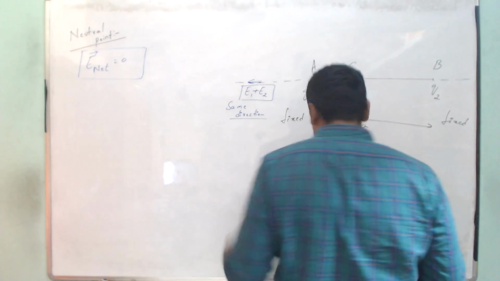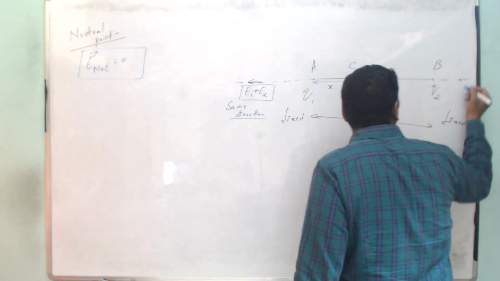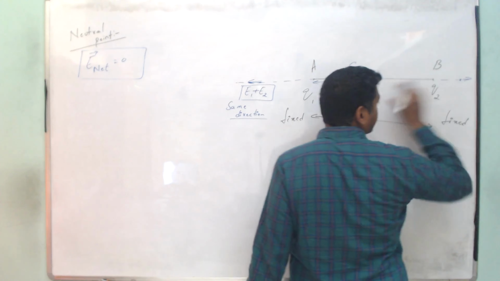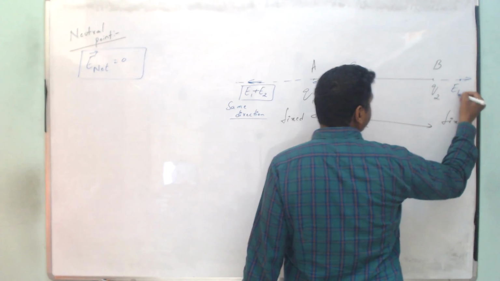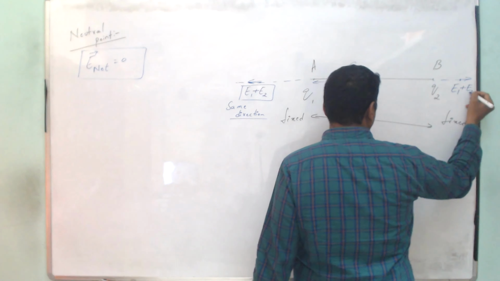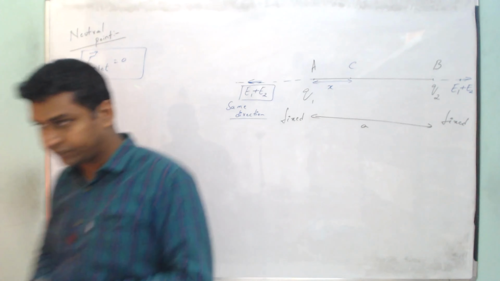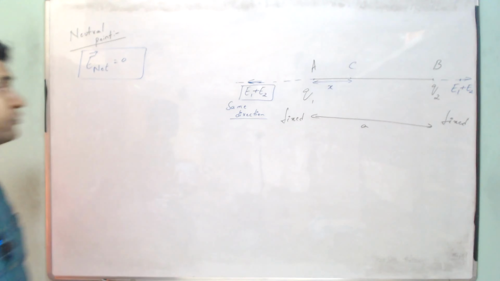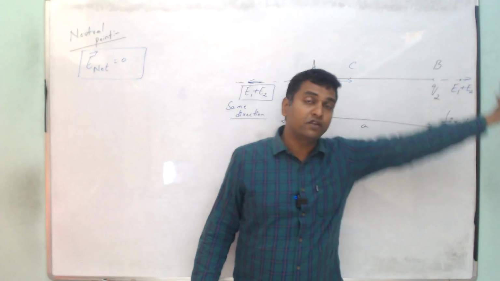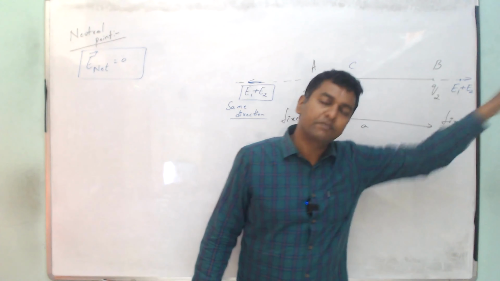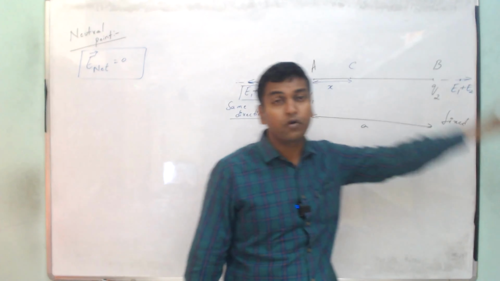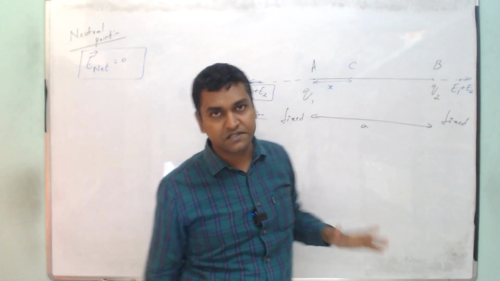Similarly, let us choose some random point over here. The electric field due to Q1 is from left to right. The electric field due to Q2 is also from left to right. Again the same thing. The electric field due to both Q1 and Q2 along the line AB right of B is in the same direction, E1 plus E2. Therefore, there is no neutral point possible on either side.